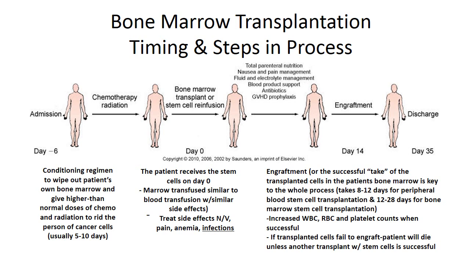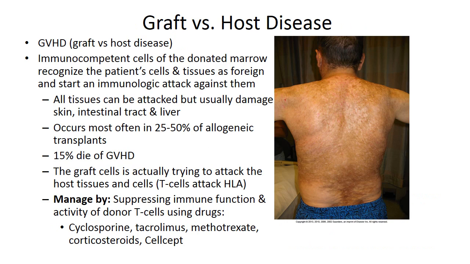If the transplanted cells fail to engraft, the patient will die unless another transplant with stem cells is successful. So they will need another stem cell transplant. If the engraftment is successful and that take of the transplanted bone marrow is successful, then the patient is usually discharged around day 35. So it seems like a long process, and it is, and these patients are hospitalized and treated very seriously during this time.